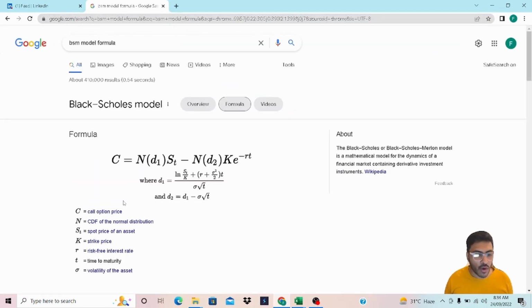So this is the formula for call option. Call option is equal to the normal distribution of D1 multiplied by the spot price, minus the normal distribution of D2 multiplied by the strike price raised to the power of negative RT. And this is the formula for D1 and D2.